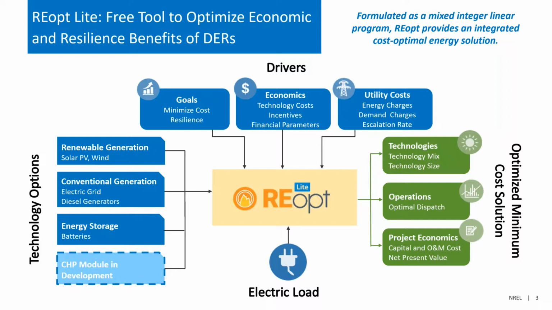And then the economic factors, such as the capital cost of the technologies, incentives from the government, and different financial parameters, as well as the utility cost. How much does it cost to buy the energy from the utility versus generating from a technology installed on site? So given those drivers and technology options, REopt can help understand the design and dispatch of on-site generation. What it means is REopt can tell whether to install a technology or not. If yes, then how big the technology size should be and how it should be optimally dispatched to minimize the operational cost.